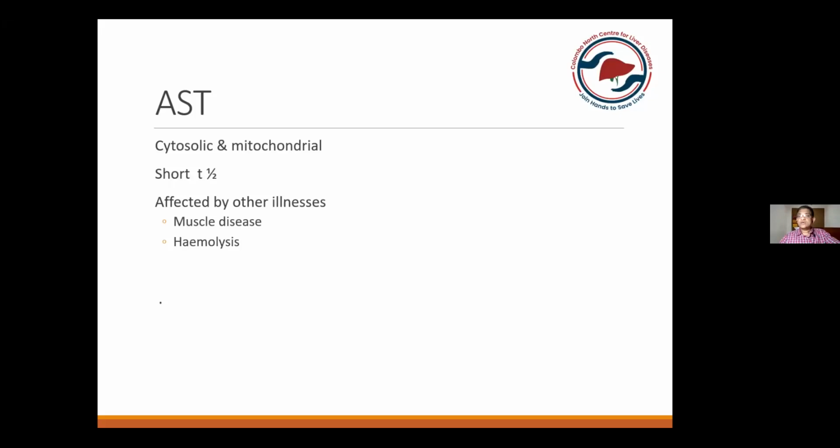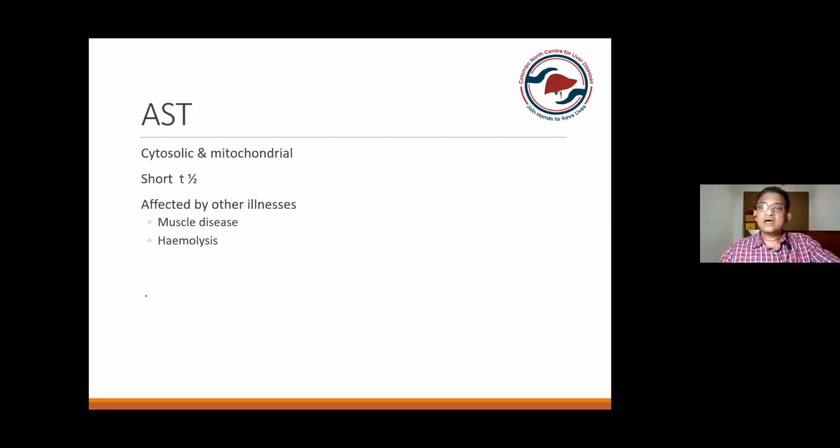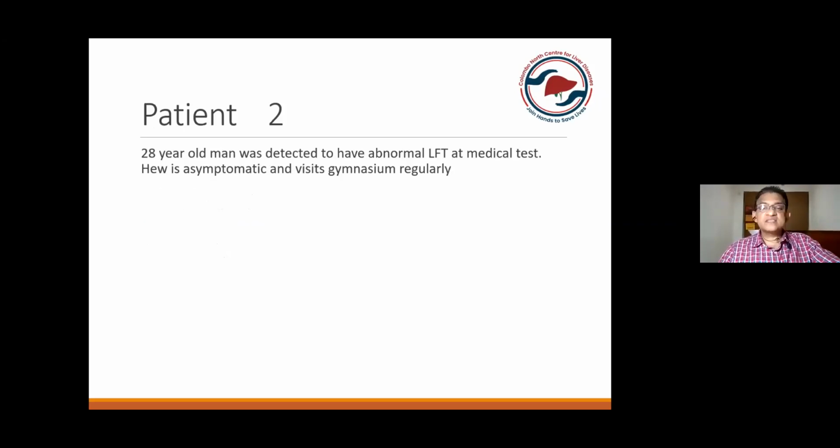So AST or SGOT is both cytosolic and mitochondrial, and it has a shorter half-life of about 24 hours. And AST is affected by muscle disease and hemolysis. So if there is elevation of SGOT or AST, aspartate transaminase, you have to make sure that it's not coming from somewhere else other than the liver.